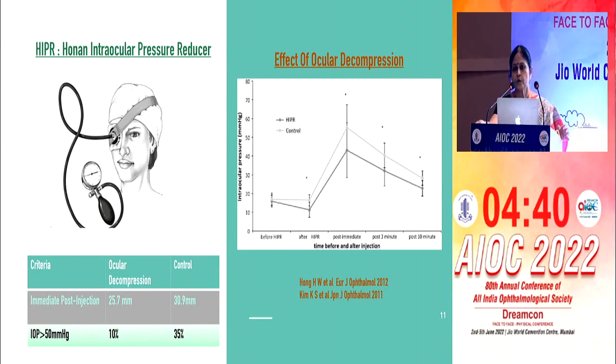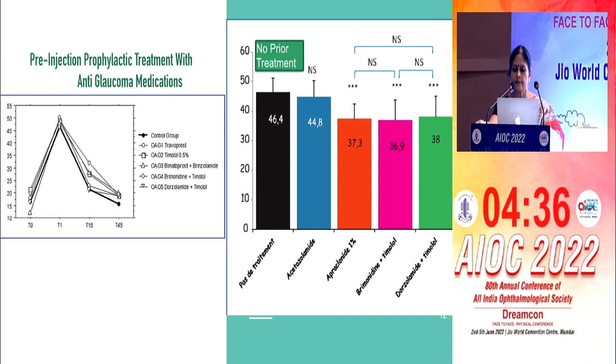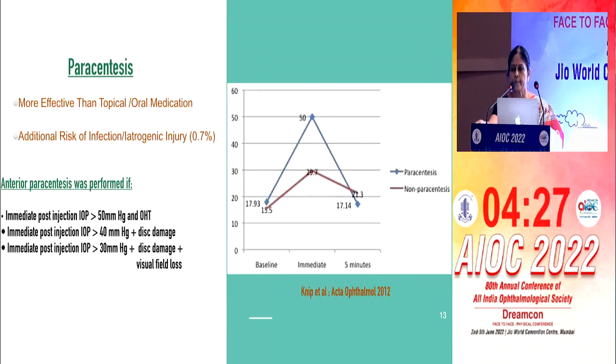Prior massage of the globe to reduce the intraocular pressure has no effect. Ocular decompression does not have any effect. Prior administration of anti-glaucoma medication, either topical or oral, has no effect on the transient elevation of intraocular pressure. But there is one method which can significantly lower the post-injection spike: to perform a paracentesis, which will ensure that an adequate volume of the drug enters the vitreous cavity.